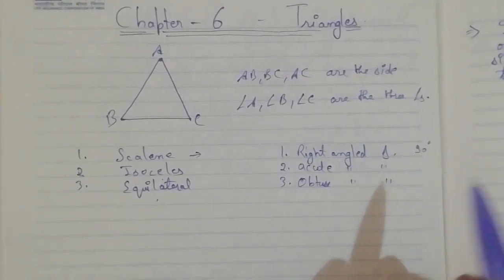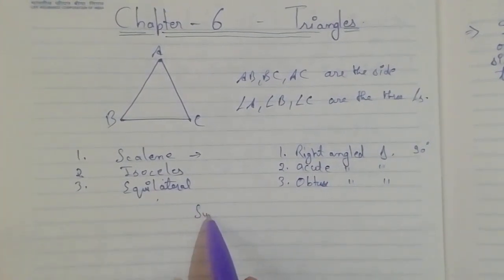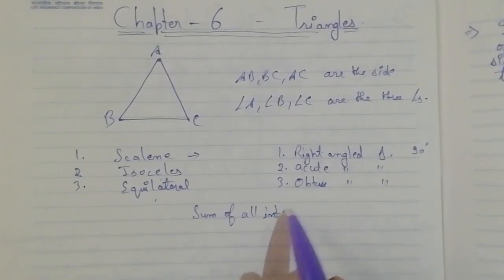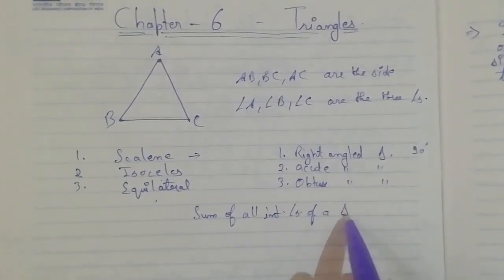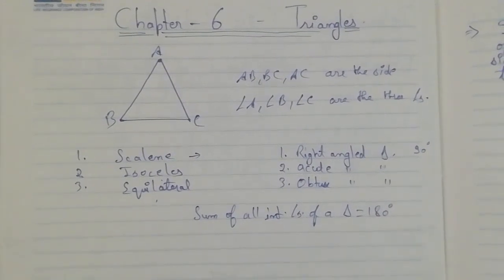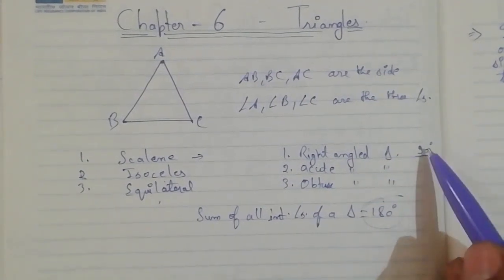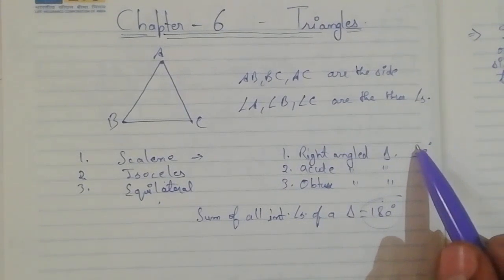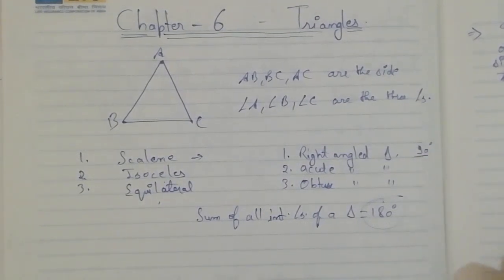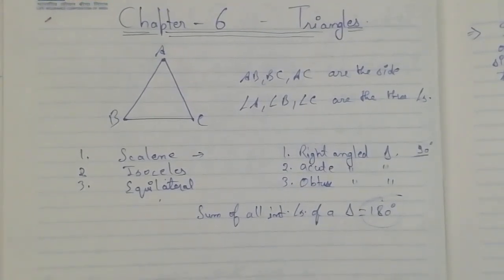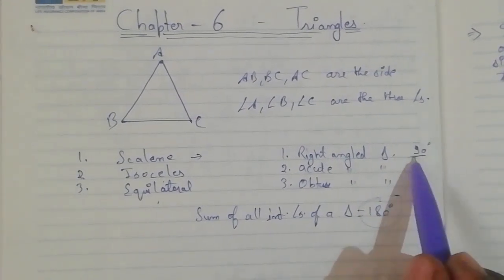But you already know that the sum of all interior angles of a triangle is equal to 180 degrees. So only one angle can be of 90 degrees, because if we add two angles, 90 and 90, then the sum will become 180. And what will happen with the third angle? So only one angle can be of 90 degrees.